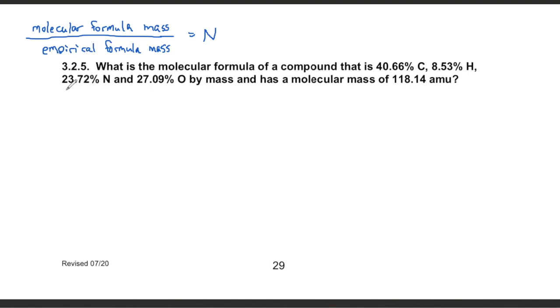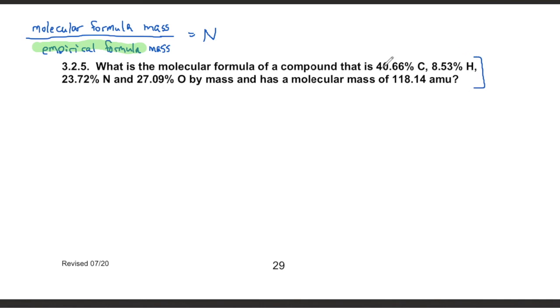However, this time we have a problem in that we do not know the empirical formula. So we don't know the empirical formula mass, and we also don't know what to multiply n by once we find out n, because we don't have the empirical formula. So we really need that first. So how do we get that?